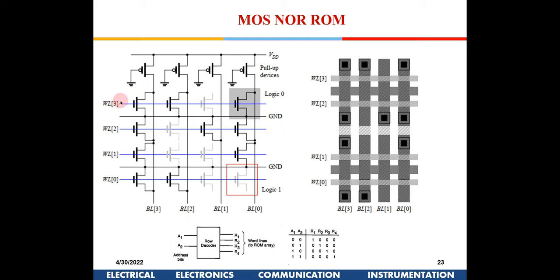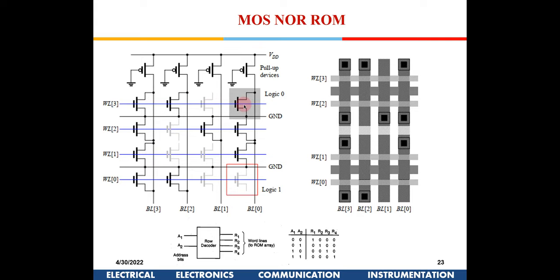So whenever this word line is activated, here you will find there is a transistor which is connected here. So this will become zero out here. This will also become zero. Here there is no transistor, so this will continue to remain high.